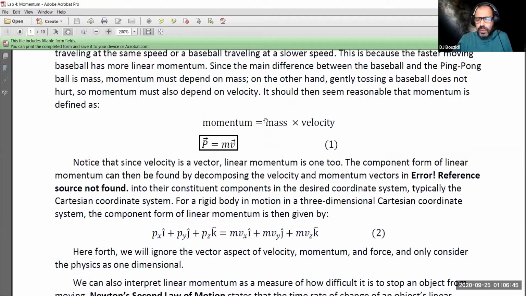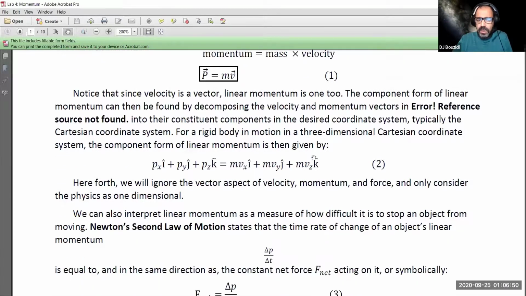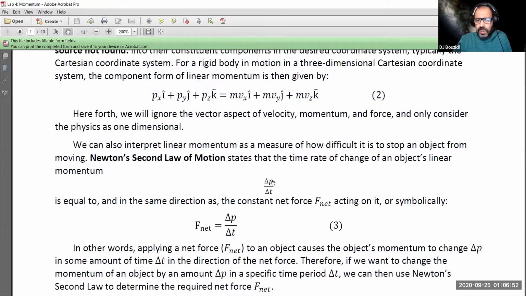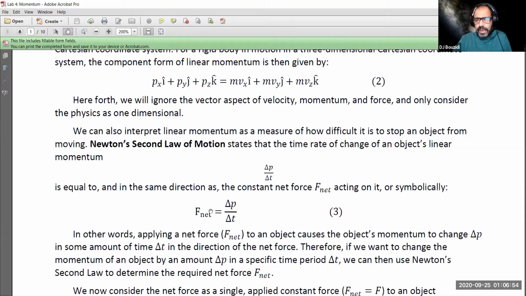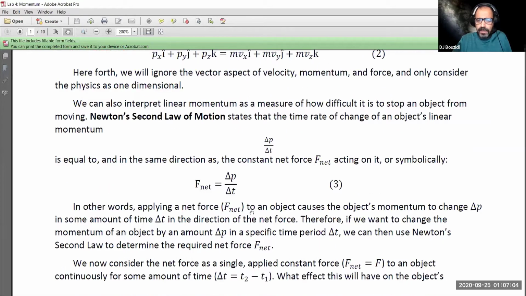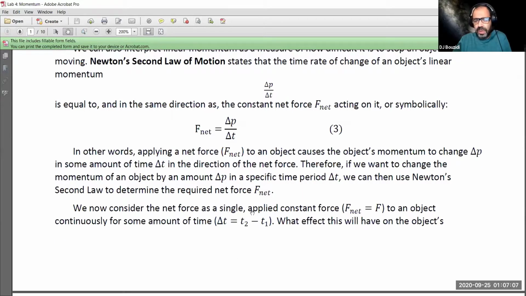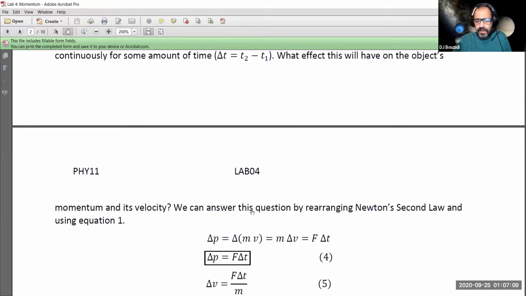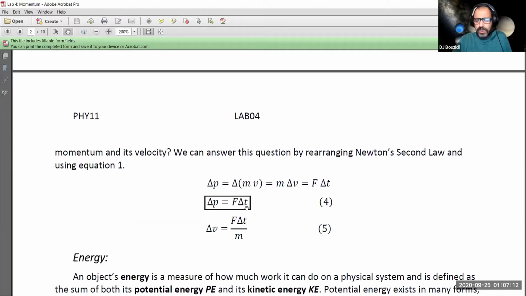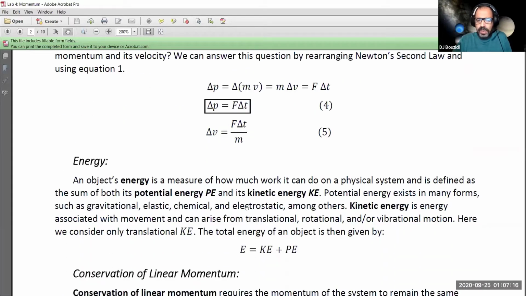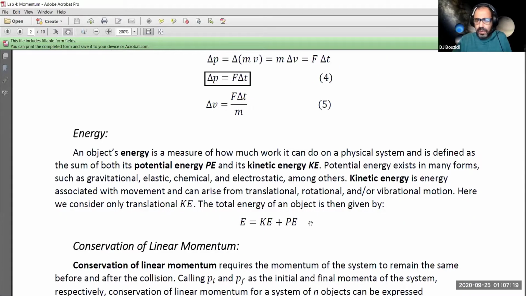The momentum is velocity times mass, and in general it's really a vector. The rate of change of momentum is the net force. That is actually Newton's second law, reformulated for the case where the mass has the possibility of changing, because mass is not fixed. And that's the impulse-momentum theorem. And the energy is the sum of the potential plus kinetic in general.